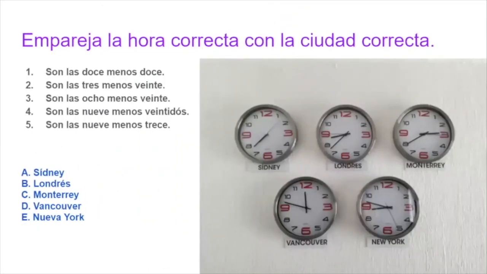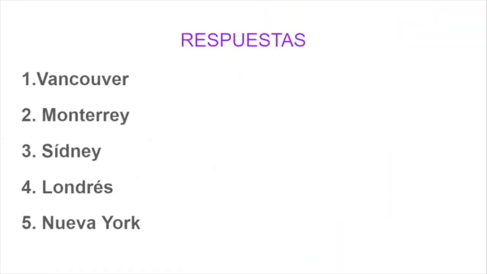Okay, aquí vamos a practicar un poquito. Tenemos 5 relojes. Empareja la hora correcta con la ciudad correcta. Puedes escribir tus respuestas en una hoja de papel. You can pause the video, pausa el video, y escribe and write your answers on a piece of paper, and then resume in order to check them. Aquí están. ¿Cómo hiciste? How did you do?